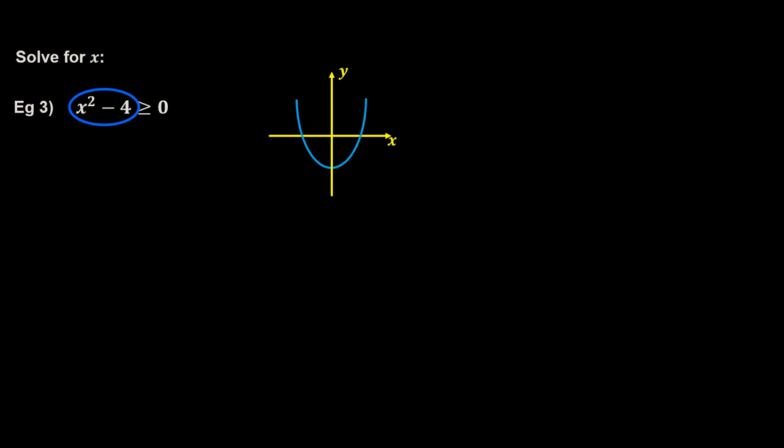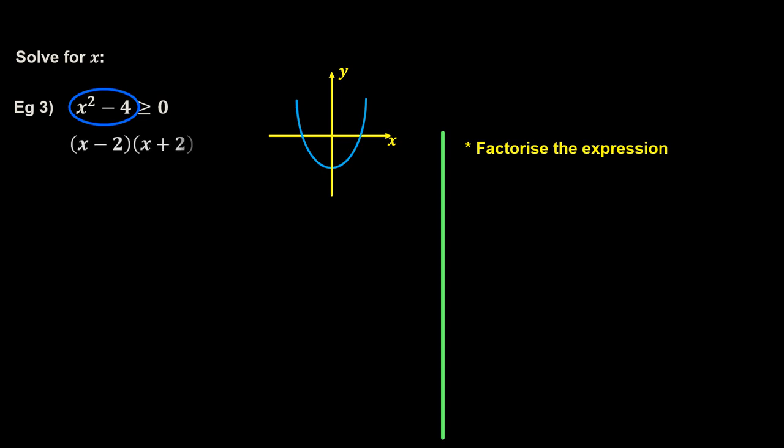And if I'm concerned with the area that is greater than or equal to 0, I want to know what area is above the x-axis. So I want to know what those x-intercepts are. So we're going to start by factorizing the expression. And x squared minus 4 factorizes to x minus 2, x plus 2, which means that those x-intercepts will be 2 and minus 2. In an inequality, we call them critical values, but they're basically just the answer to the equation.